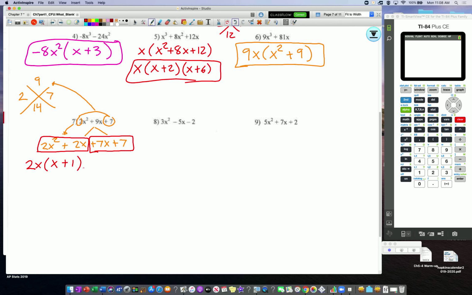Look at what they share. They just share a 7. 7 goes into 7x x times. 7 goes into 7 one time. This works out beautifully if these two are exactly the same.